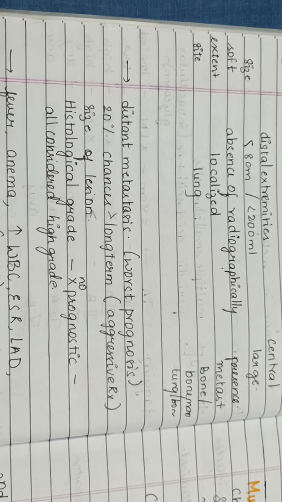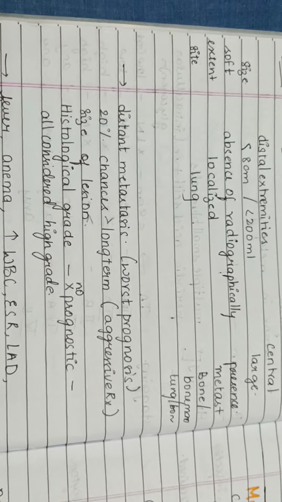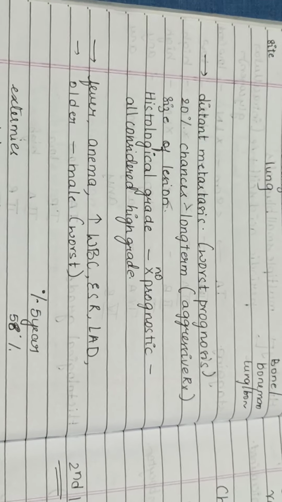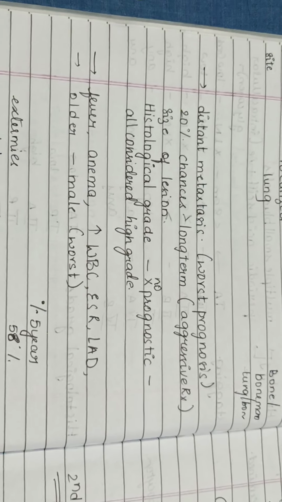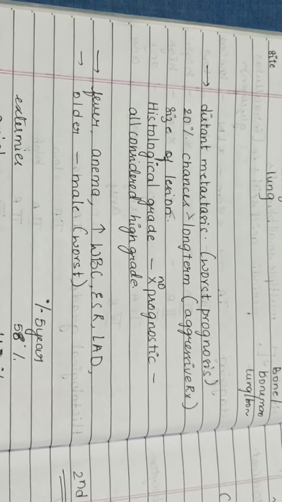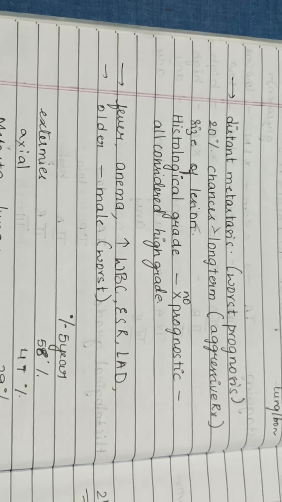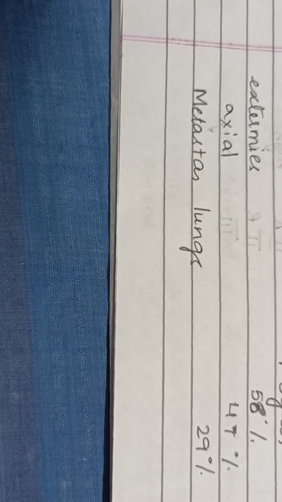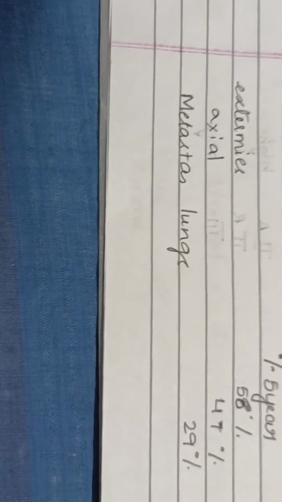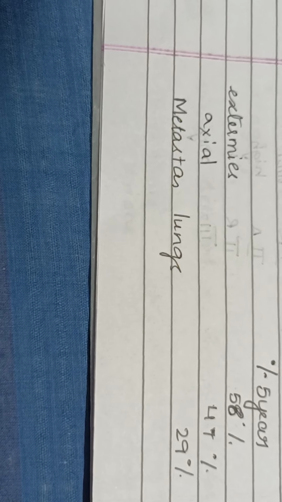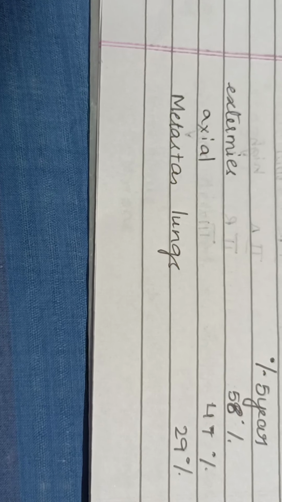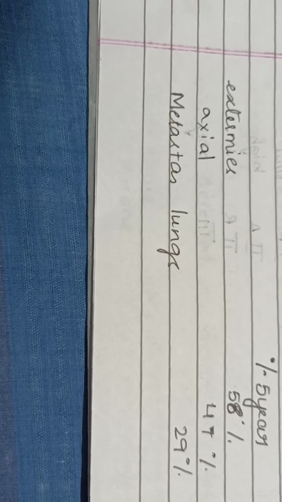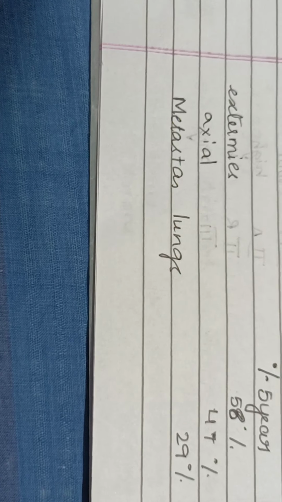Histological grade is not a prognostic factor, and all considered high grade will have the worst prognostic factors. Associated symptoms of fever, anemia, increased WBC and ESR, and older and male patients will also have a worse prognosis. Chance of survival: if extremities are involved, 58% five-year survival. Whereas with axial skeletal involvement, 47% five-year survival. With lung metastasis, 29% chance of survival.